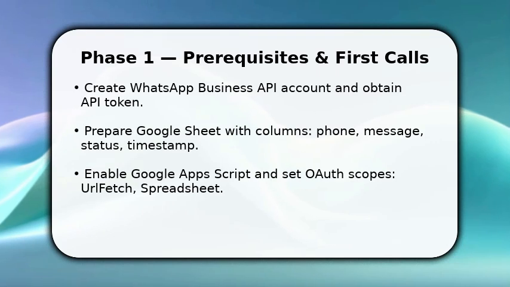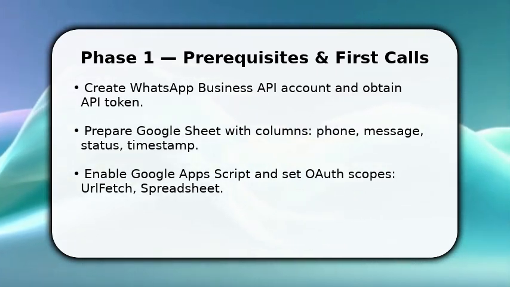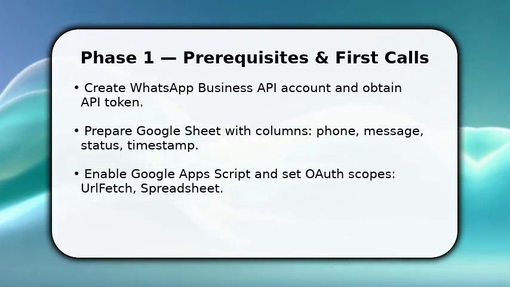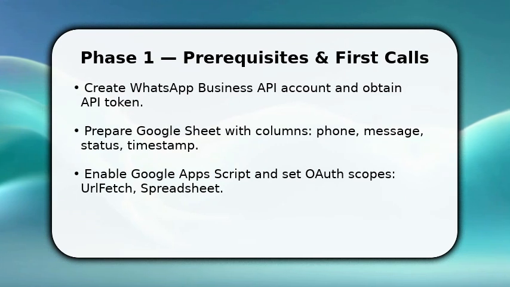You start by confirming prerequisites: API token, phone number, and a sheet structure. Once you have the token, open the target Google Sheet and create columns for phone, message, status, timestamp. Then open Extensions, Apps Script, and paste a minimal send function.